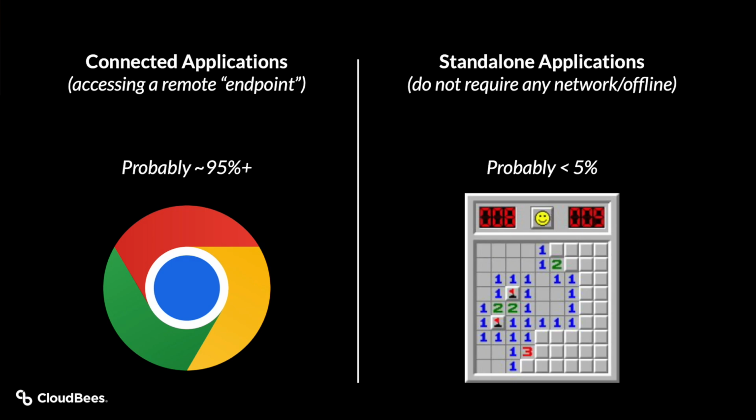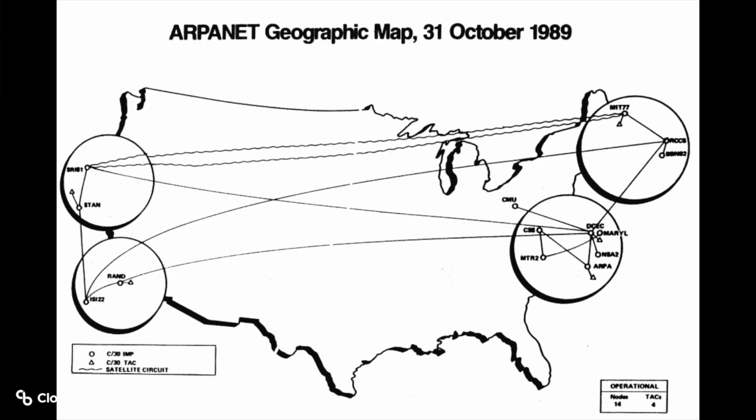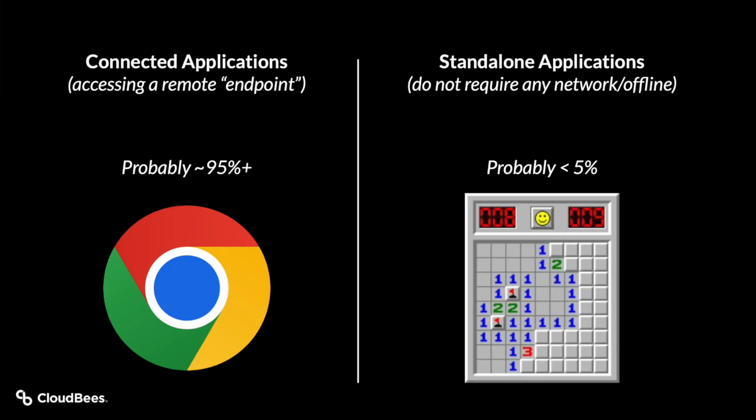Another way to classify applications is to think about them as being connected applications versus standalone applications, meaning are they expecting or do they need to have access to a network to work properly? Back in the days, most applications were not connected because, well, networks were rare and the internet was not a thing. But these days, a vast majority of applications are connected, at least in some fashion.